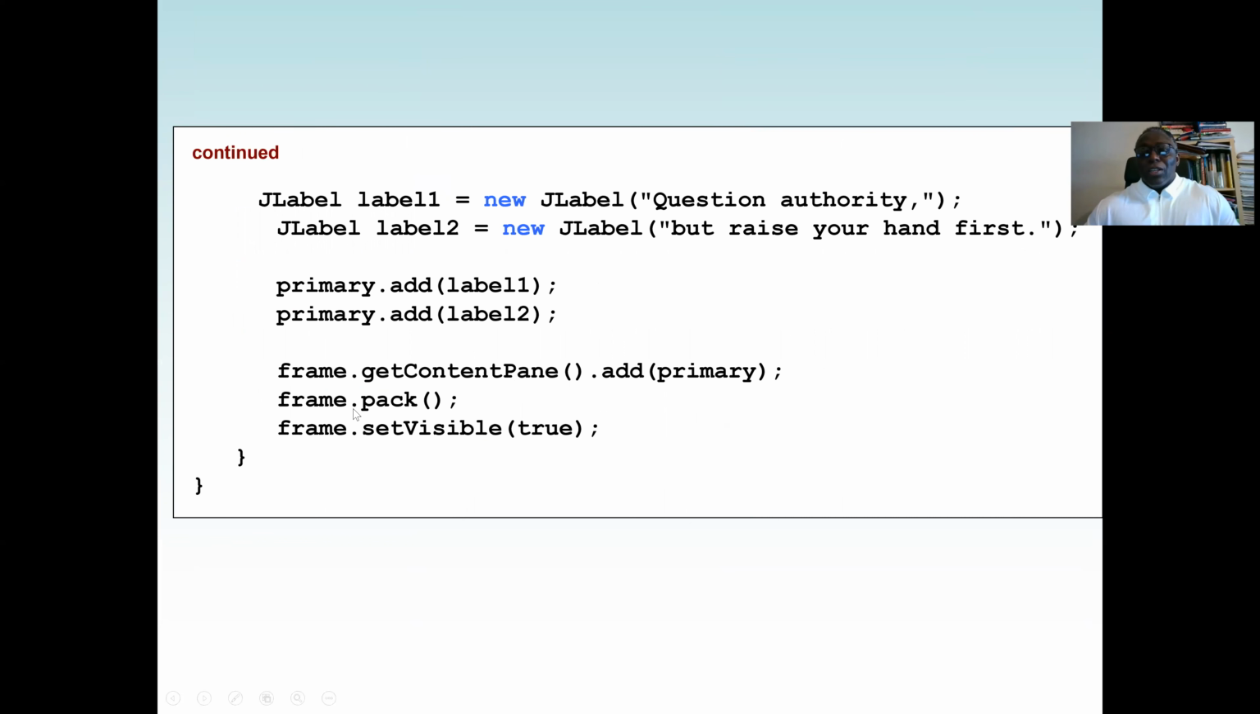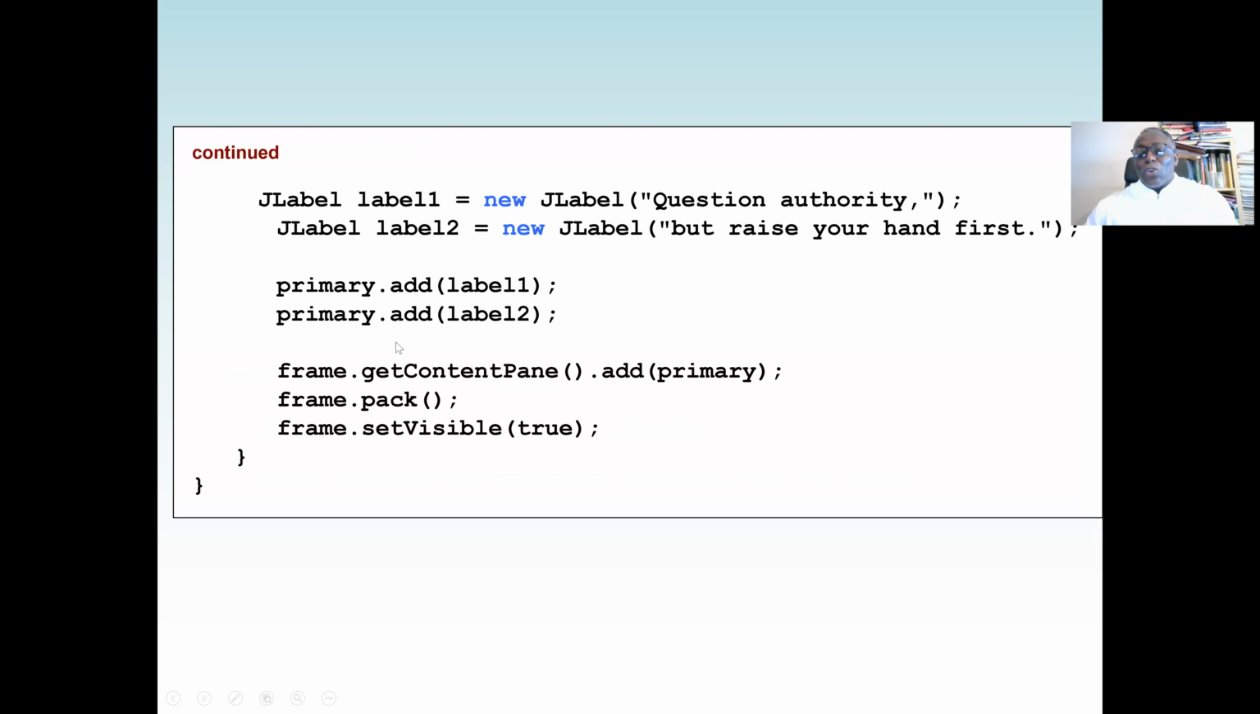Now we want to put something inside the window. So here we decided to put two labels. We use the JLabel class, create label1 and label2. The first label will have an instruction: question authority. The second one says: but raise your hand first. So here I'm creating the two labels on my window. Now when you create the labels, you have to add them into the window. So remember the panel name is primary. So we say primary.add. We use the method add. Then what are we adding? Label1 and label2 into the primary.